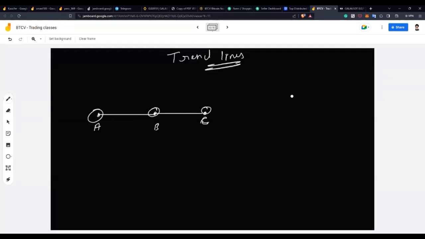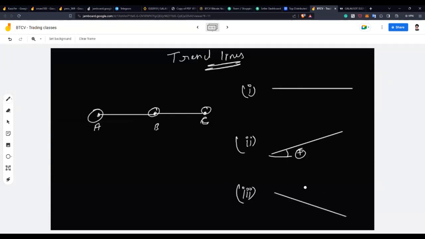Okay. Now, usually we have 3 different types of trend line. The first one is, of course, the horizontal trend line, this one. The second one is a trend line inclined at a positive angle, something like this. And the third one is a trend line declined, or sorry, inclined at a negative angle. So we have three types of trend lines.